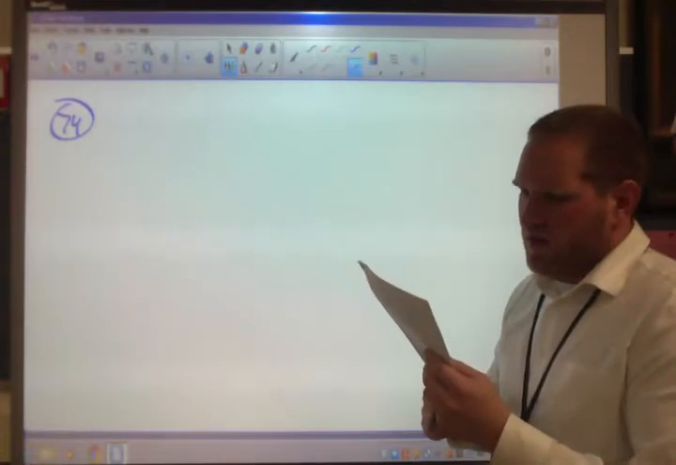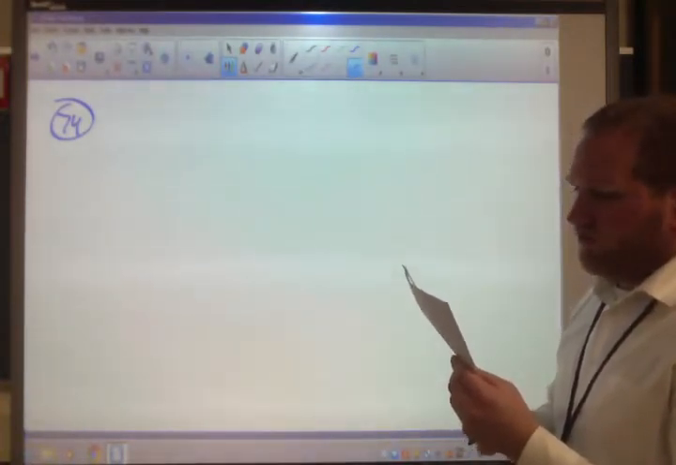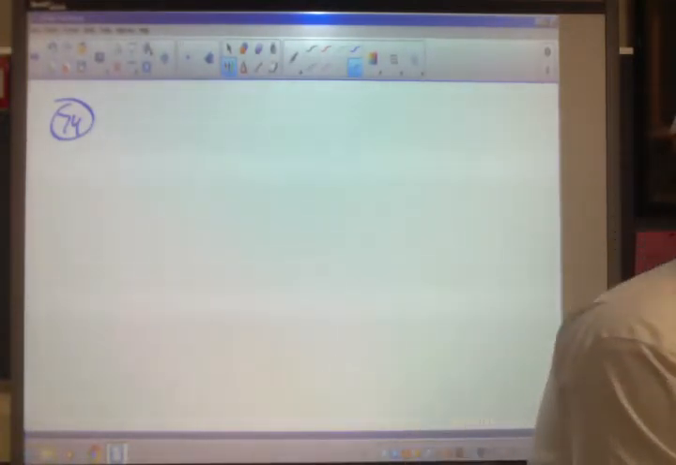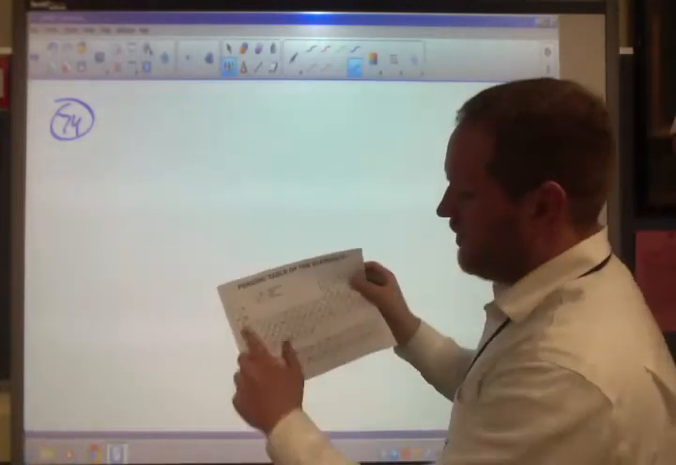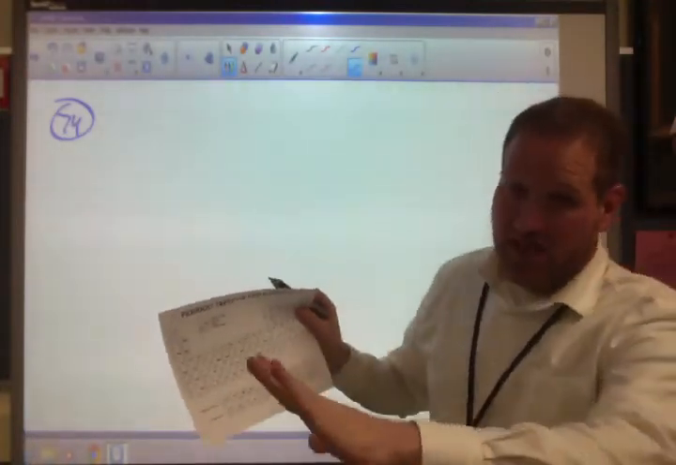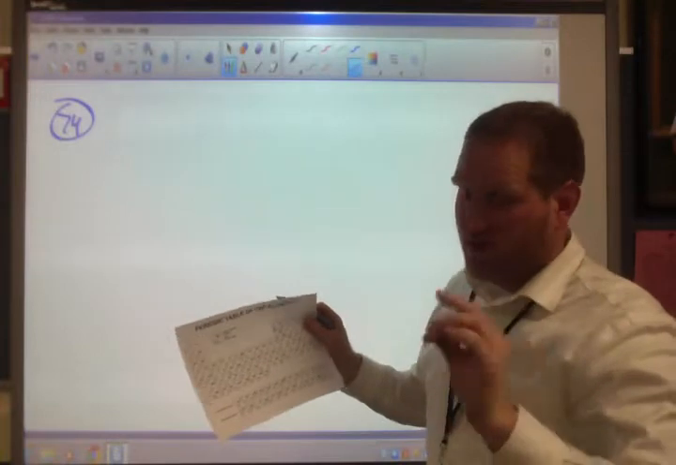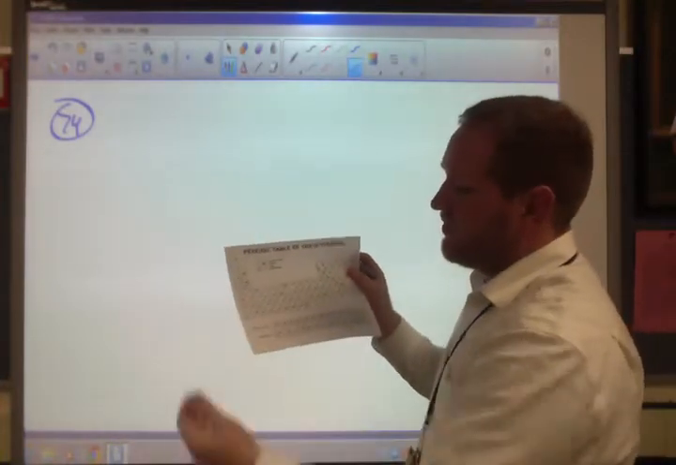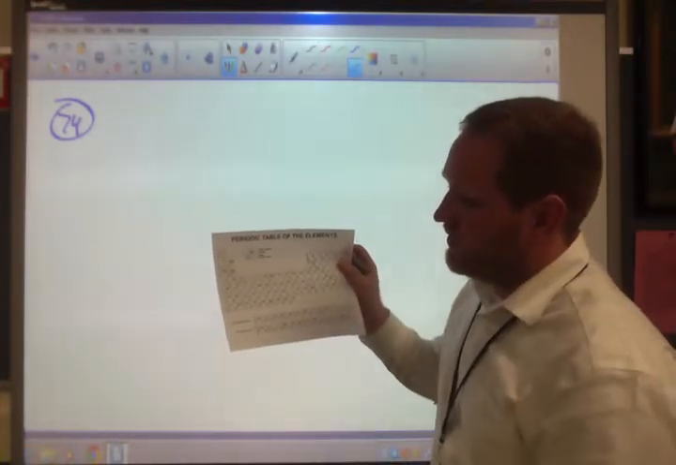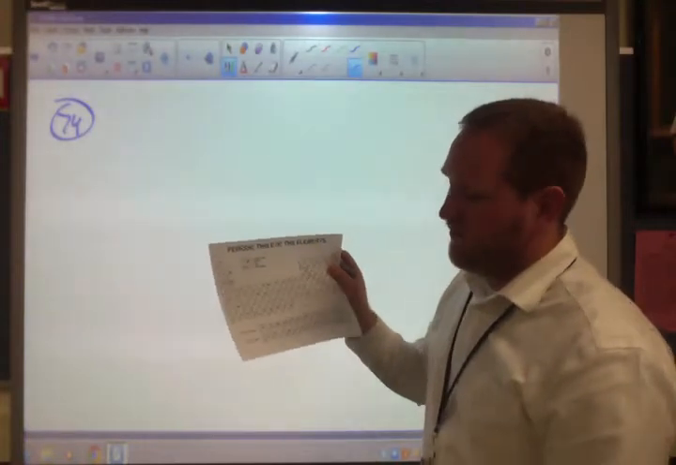74. Identify one element from each of the following groups. Alkali metals. That is group 1 or 1A. So not hydrogen though, that's a nonmetal. It's there because it has 1 valence electron, but is not an alkali metal. So you could say lithium, potassium, sodium, rubidium, cesium, or francium.